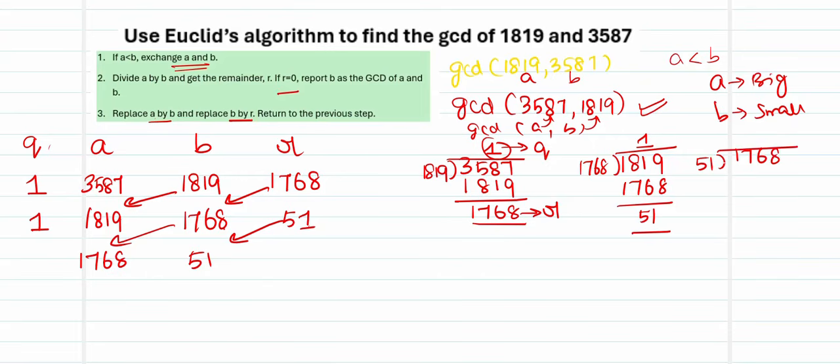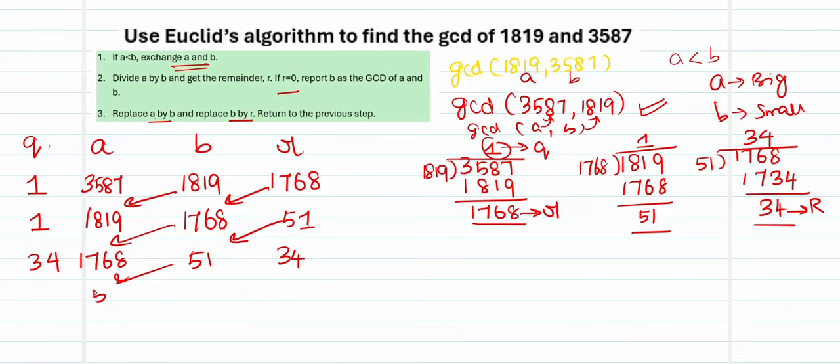How many times does this go? It goes 34 times. Now 34 times 51 is going to be 1734, and now it again leaves us a remainder of 34. So enter the quotient as 34 times of this quantity, leaving a remainder of 34. Is 34 0? No. So repeat the process.